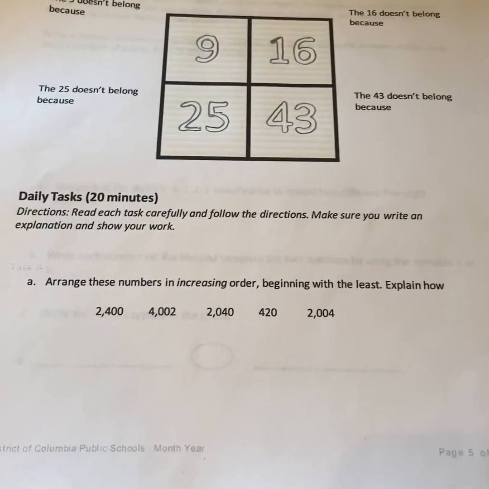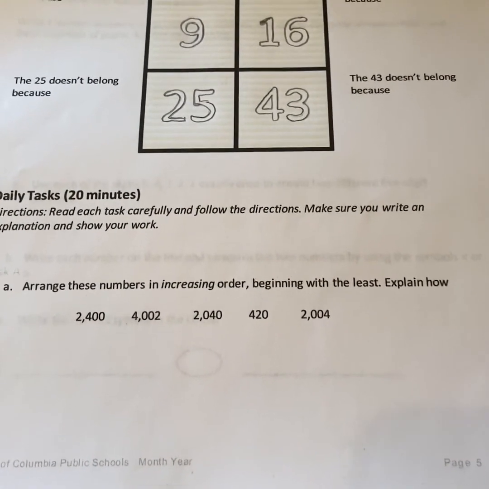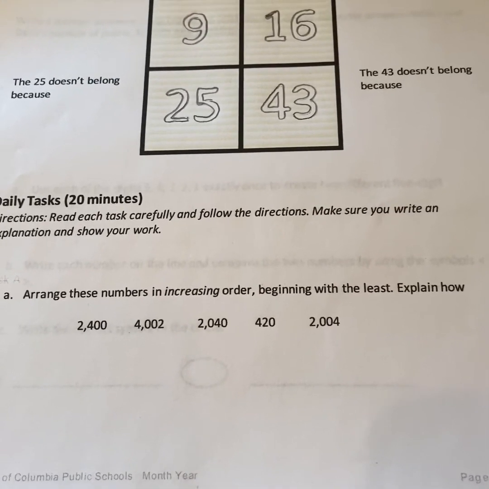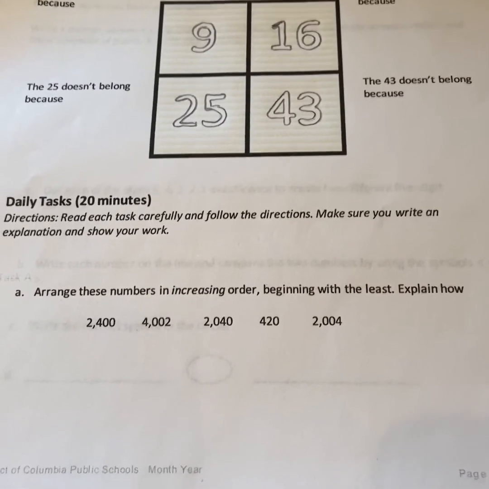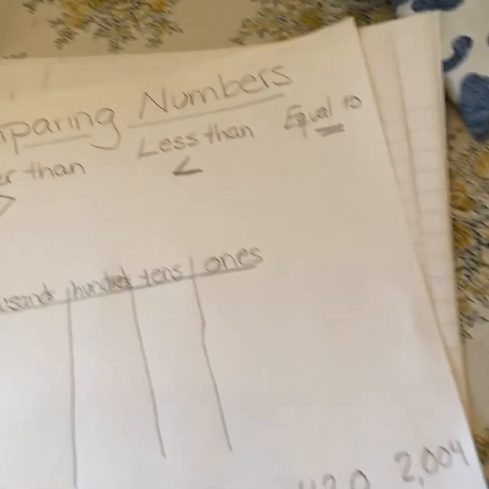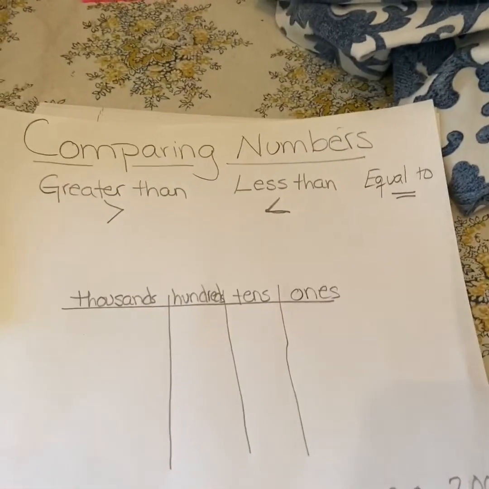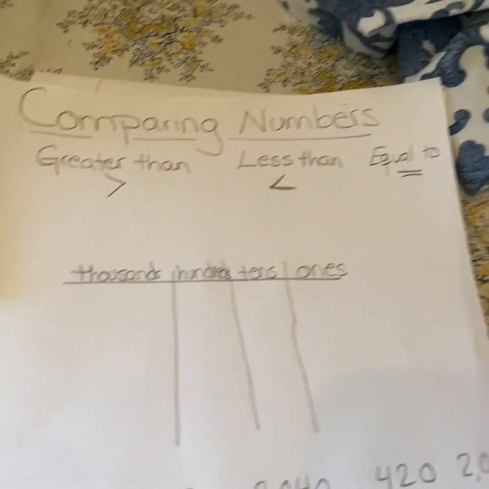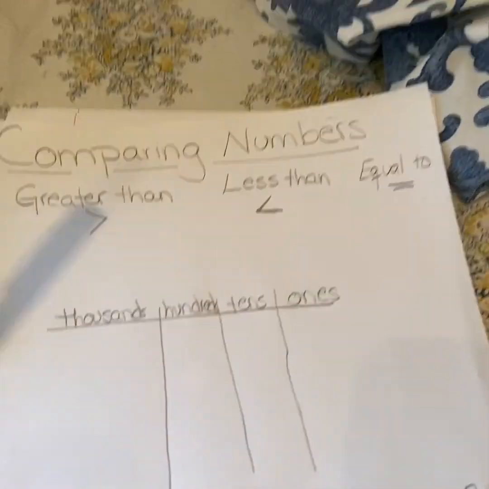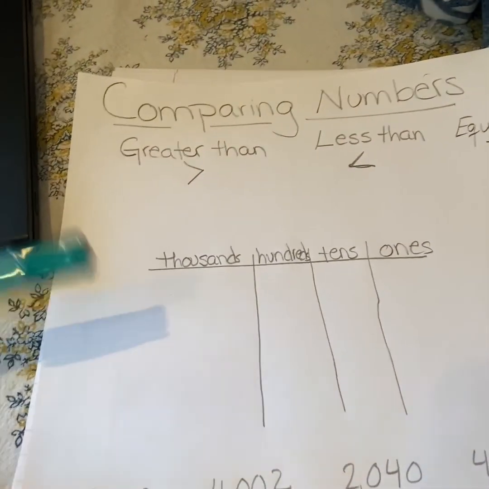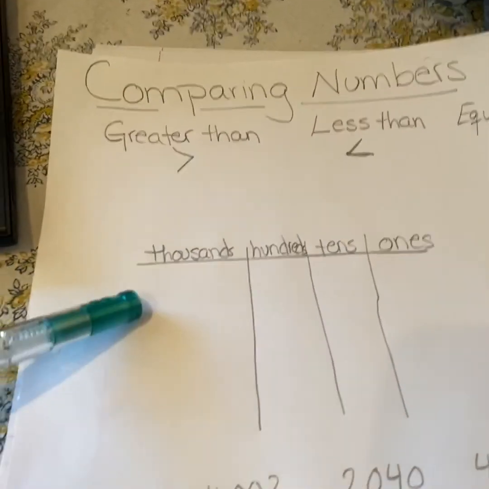So they want you to arrange the numbers in increasing order, beginning with the least and ending with the greatest number. So the strategy that we learned in class to compare these numbers or put them in order was to use a place value chart. But let's just quickly review the terms. So when you're comparing numbers, you're deciding if a number is greater than another one, if it's less than, or if it's equal to, or you're putting them in order from least to greatest.